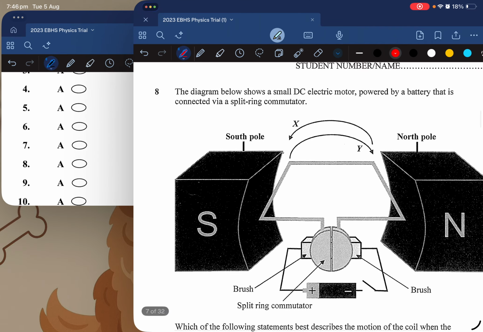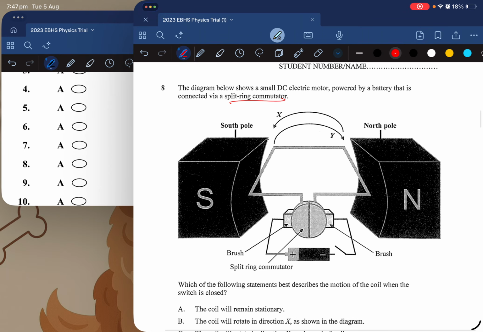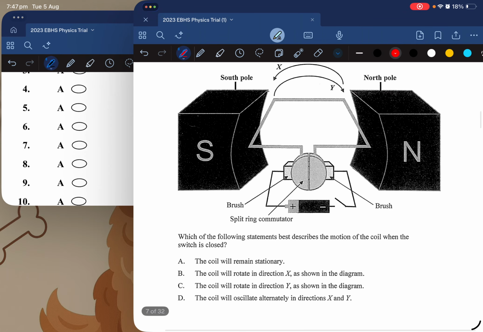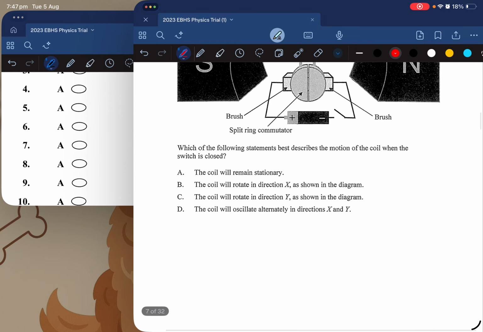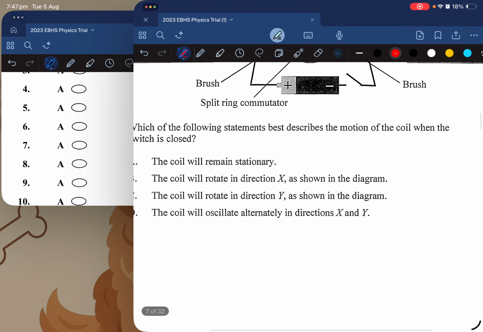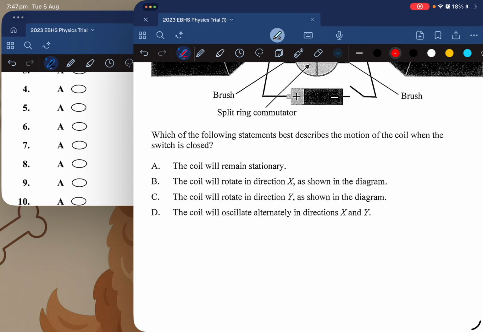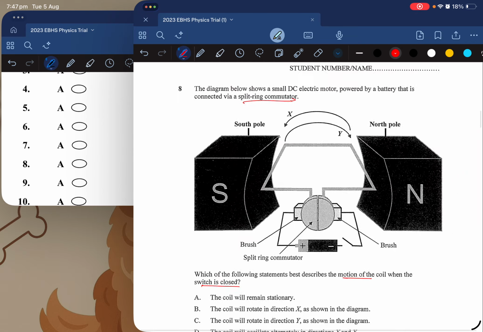Now let's look at this question. It's a split ring commutator question, my favorites, and it's like two split rings, and then they're rotating it, creating a magnetic field. General theory based questions. Which of the following best describes the motion of the coil when the switch is closed? Okay, cool. The switch is closed. Well, if the switch is closed, it's obviously going to remain stationary. But we got to read.